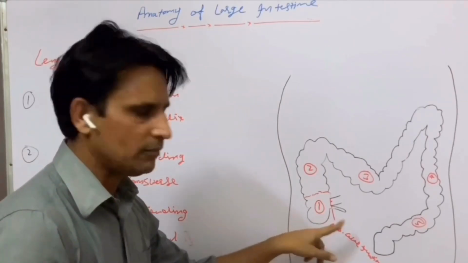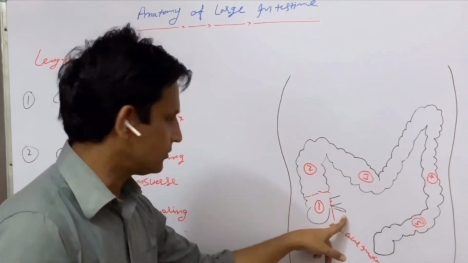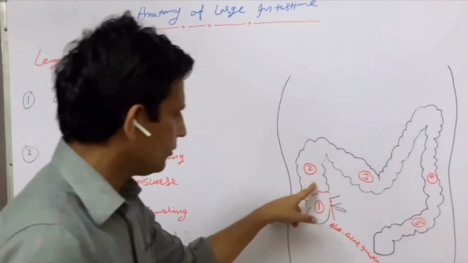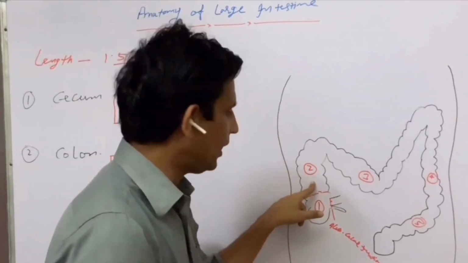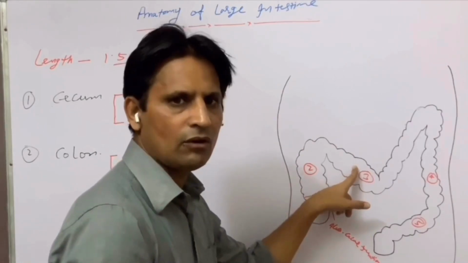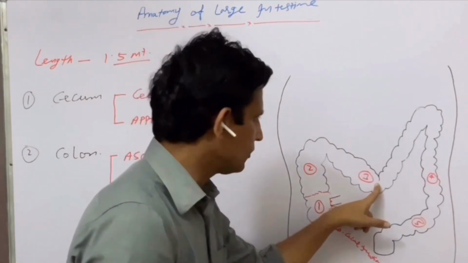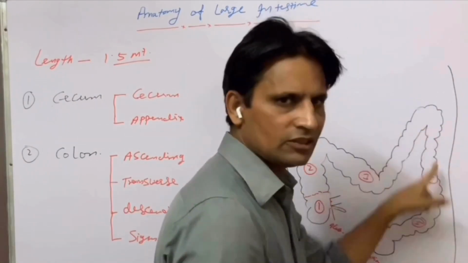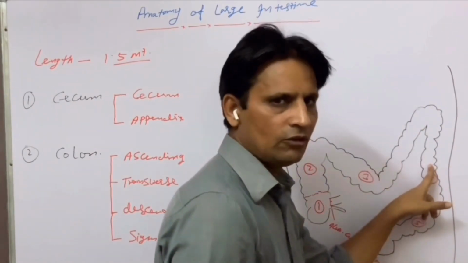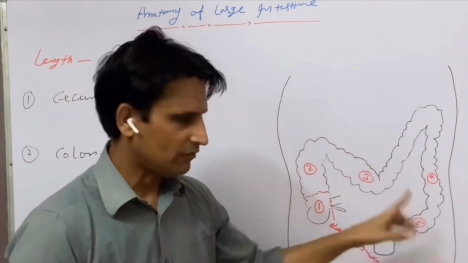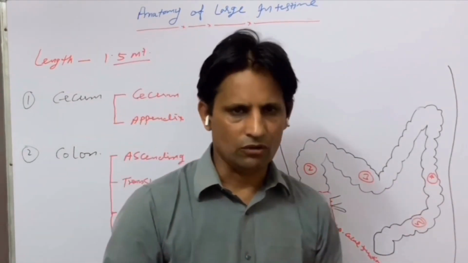The cecum has a subsection, so one is the cecum and the second one is the appendix. In the colon, we have four major parts. One which ascends is the ascending colon. Second, which runs almost horizontally, is the transverse colon. The third part, which runs downward, is the descending colon. And the final one is the sigmoid colon, right?